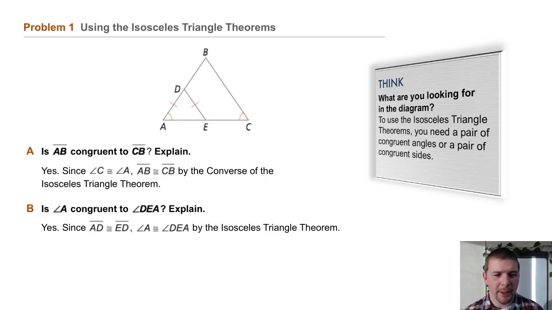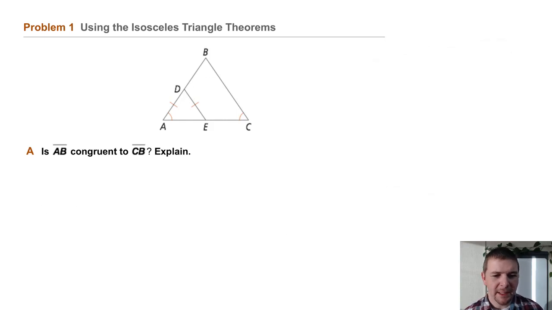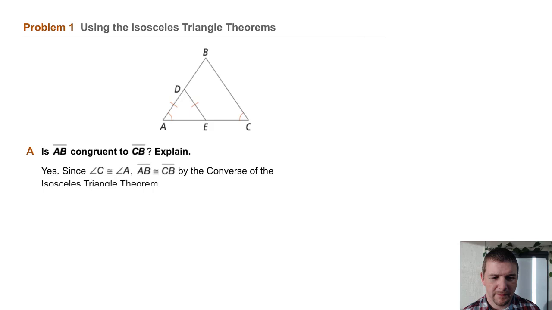Leading us to problem 1, using the isosceles triangle theorems. Part A: Is segment AB congruent to segment CB? Explain. Well, consider what's marked in the diagram. And yes, since angle C is congruent to angle A, then segment AB is congruent to segment CB by the converse of the Isosceles Triangle Theorem.